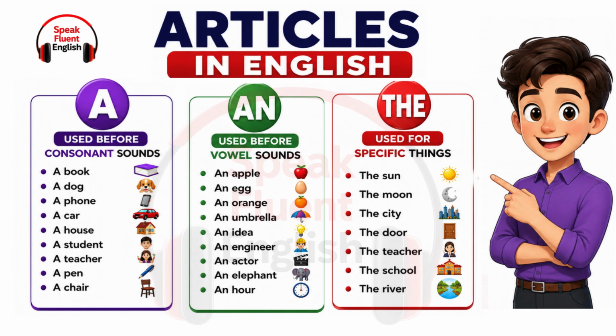Let's practice. I ate an apple. She has an egg for breakfast. He saw an orange on the table. There is an umbrella near the door. I have an idea. He is an engineer. She is an actor. I saw an elephant at the zoo.